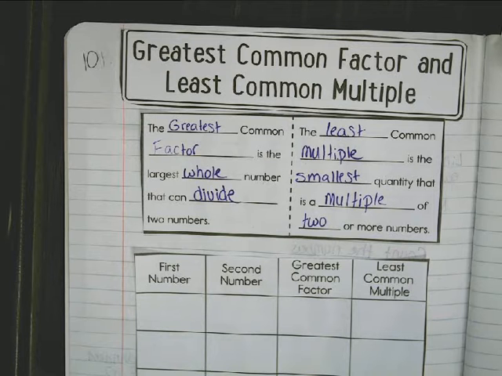Least common multiple you also use in fractions when you're finding a common denominator. Okay, so when you're finding a common denominator, you're finding the LCM. When you're simplifying, you're using the GCF. Okay, so you might have done a little bit of this last year. We're going to continue with it this year.